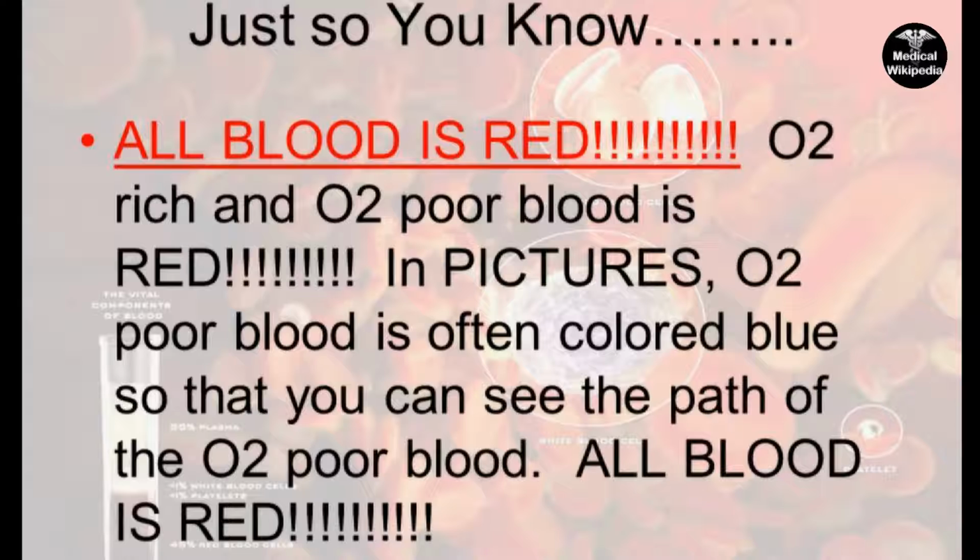Just so you know, all blood is red. O2 rich and O2 poor blood is red. In pictures, O2 poor blood is often colored blue so that you can see the path of the O2 poor blood. All blood is red.